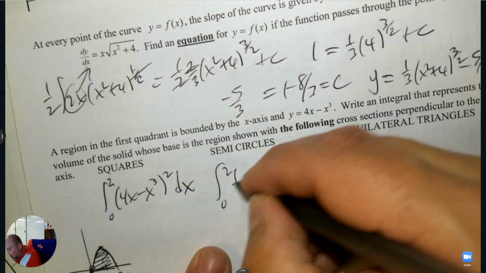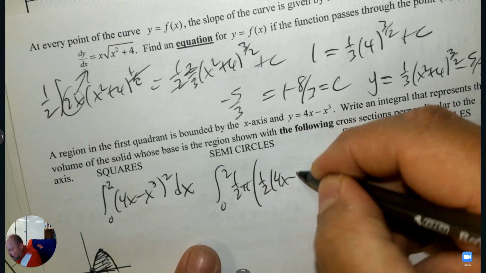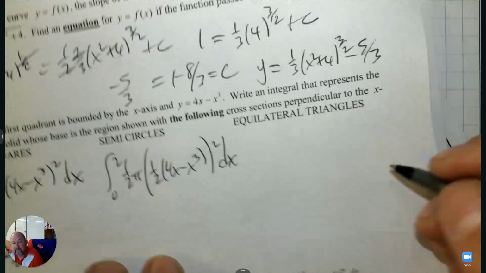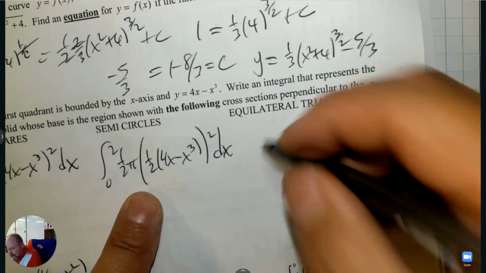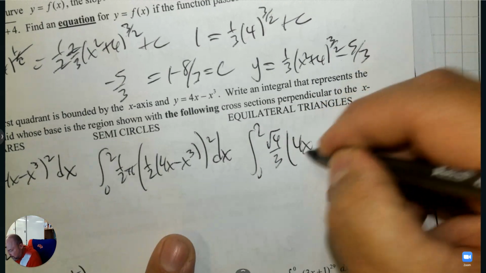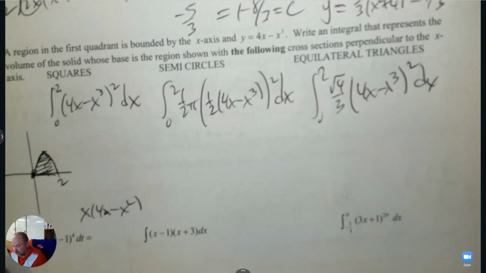Semicircles, 0 to 2, 1/2 pi, and then 1/2 that base, which is 4x minus x cubed, squared. Equilateral triangles from 0 to 2, that's root 3 over 4, and then the base squared. And there you go. So you have each different way to find the volume.